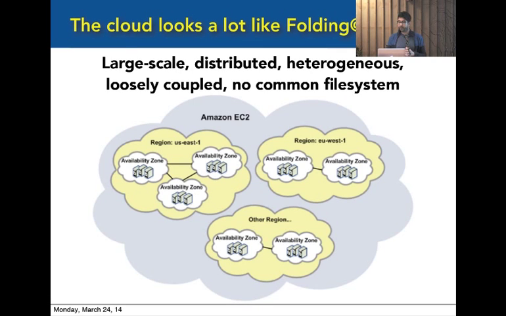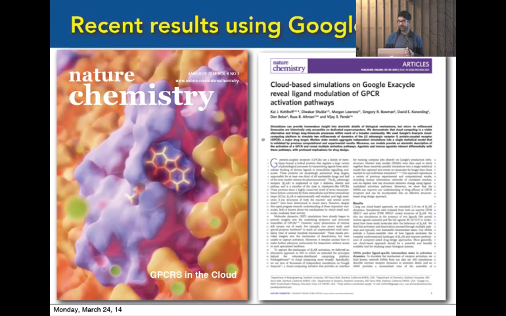Okay, so to wrap up, I mentioned that we're running this on Folding at home. The cloud looks a lot like Folding at home, whether you're talking about Amazon EC2 or other resources or even clusters or supercomputers that you have access to. And tomorrow, what I'm going to emphasize is some of the work that we've been doing in pushing into new areas and talk about our work running GPCRs, in this case on Google's cloud infrastructure.